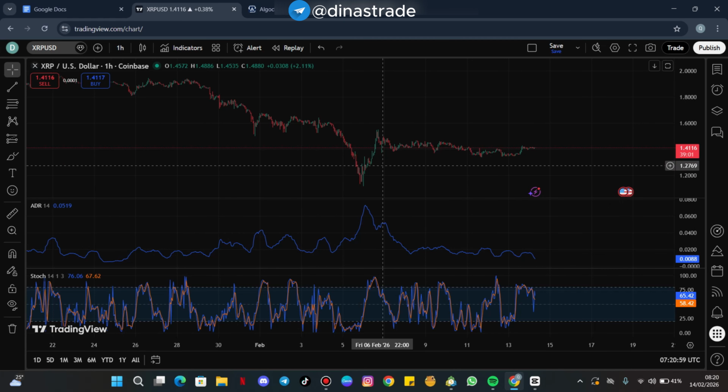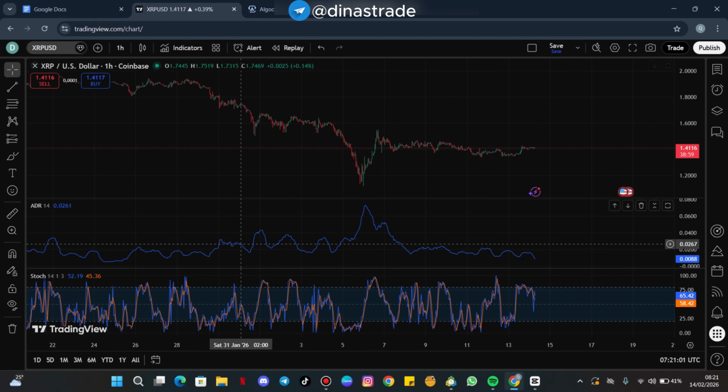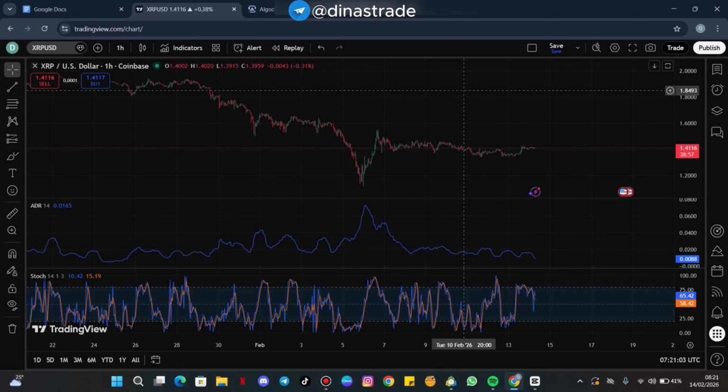This is exactly how to make use of the market index to catch the top and the bottom of the market.